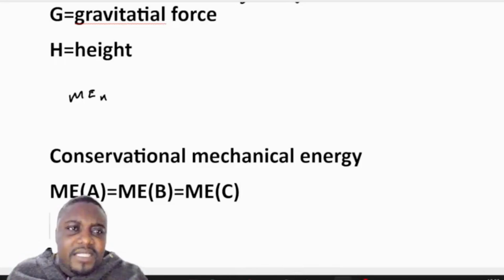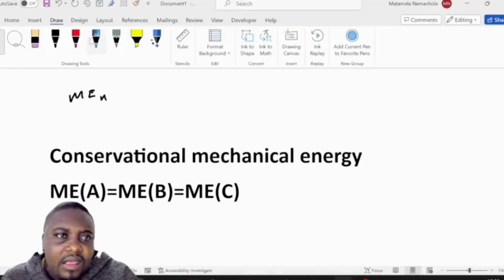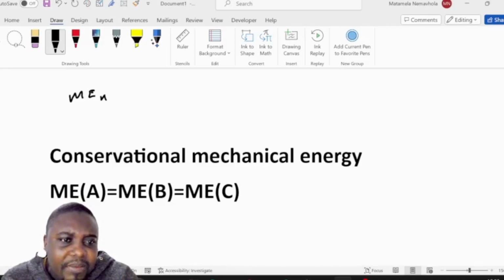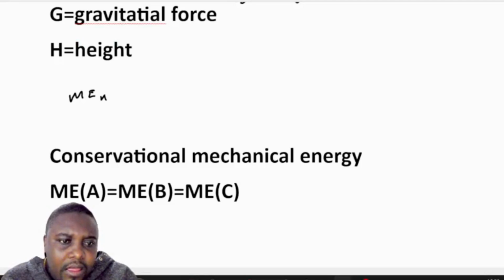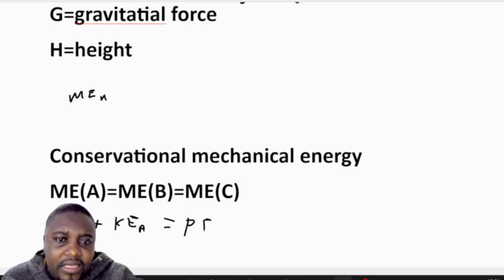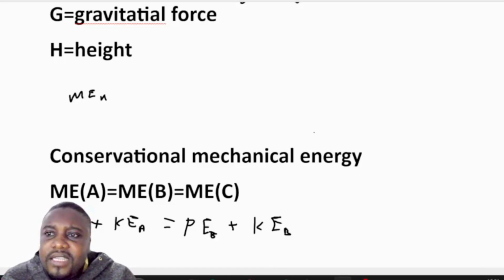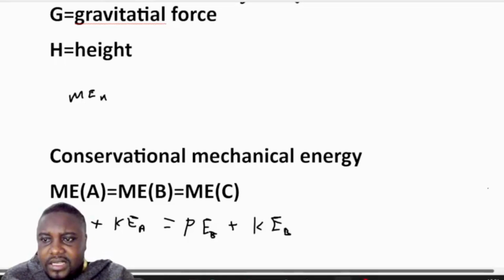So what does it mean? It means that the mechanical energy at point A, which is PE at A plus KE at A, is equal to PE at point B plus KE at point B. So we can rewrite this this way.